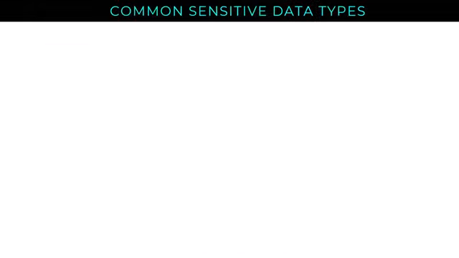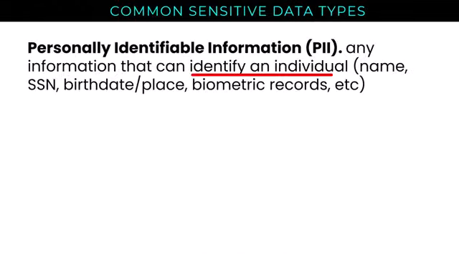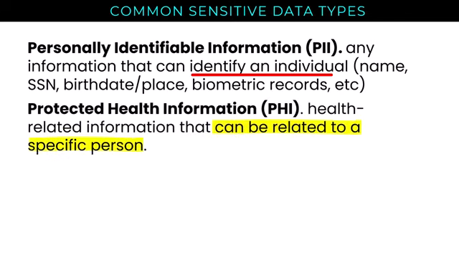So let's talk through some common sensitive data types you'll want to know for the exam. The first is personally identifiable information, or PII. That's any information that can identify an individual, their name, social security number, birth date or birthplace, biometric records. We have protected health information, or PHI, which is health-related information that can be related to a specific person.